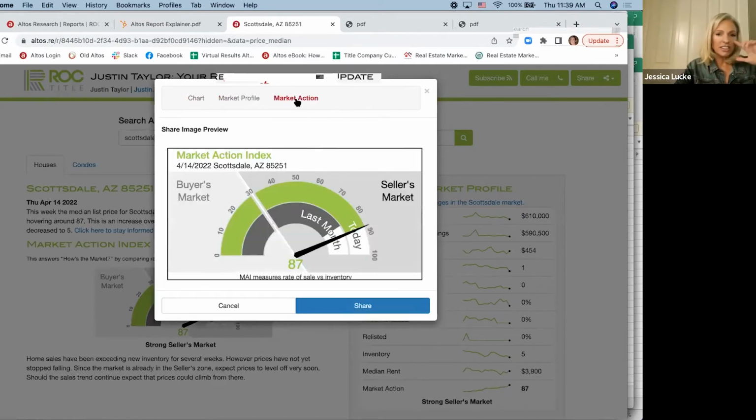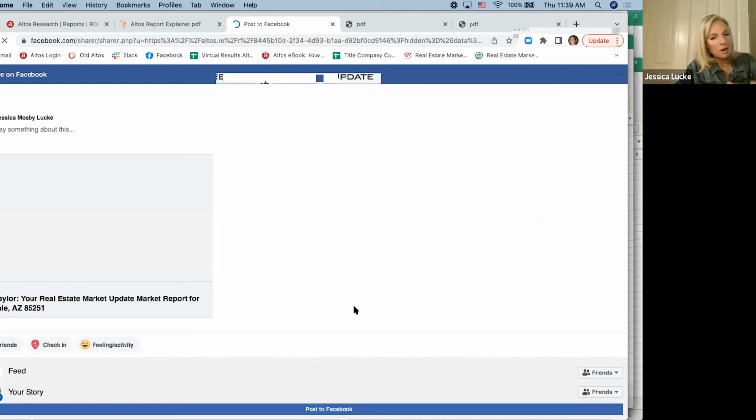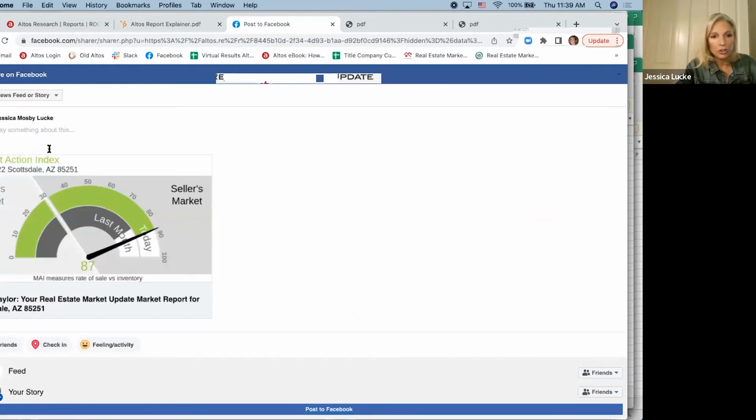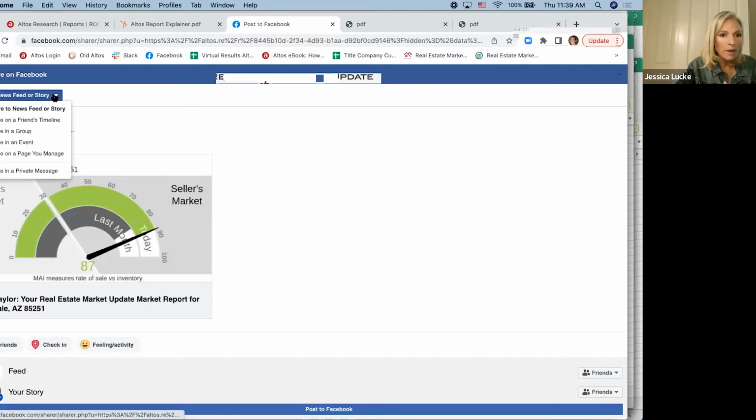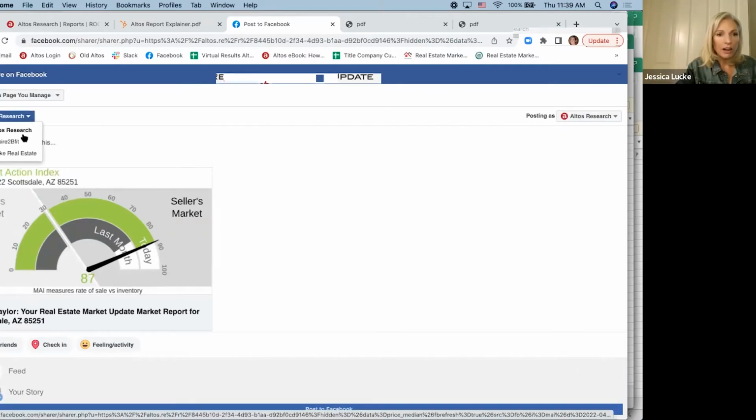Or you know what? The market action index is really vibrant and it's pretty straightforward that it's a seller's market. Click share and it's going to pull up my Facebook because I'm on my computer. I can choose to post it on my personal page or a page I manage, which would be your business page. So Altos and then Lucky Real Estate.